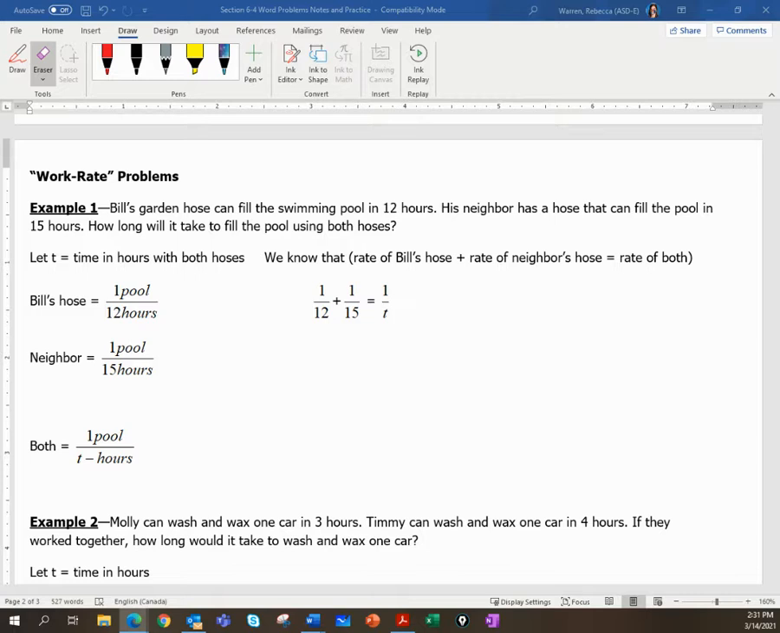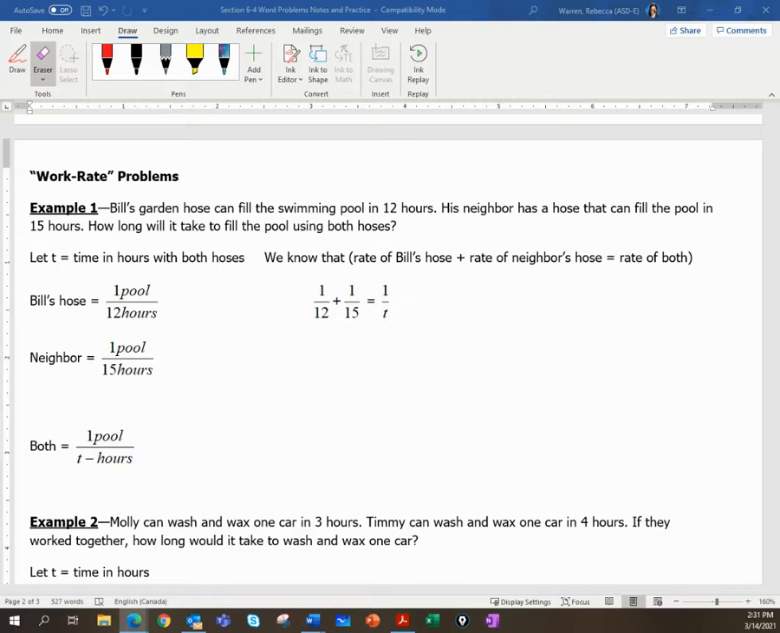So example 1 is already pretty much done for us, so I probably won't take too much time to go over. I might just explain some of the work that's already on your sheet. Bill's garden hose can fill the swimming pool in 12 hours. His neighbor has a hose that can fill the pool in 15 hours. How long will it take to fill the pool using both hoses?